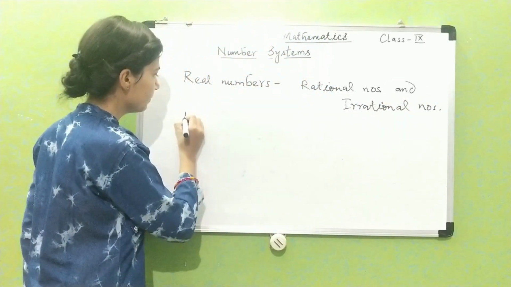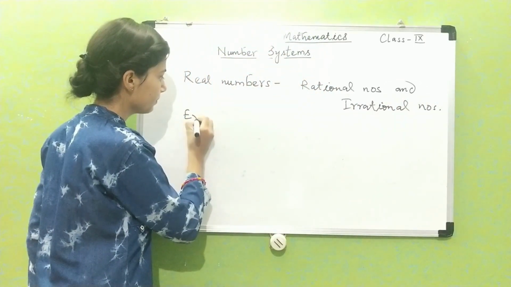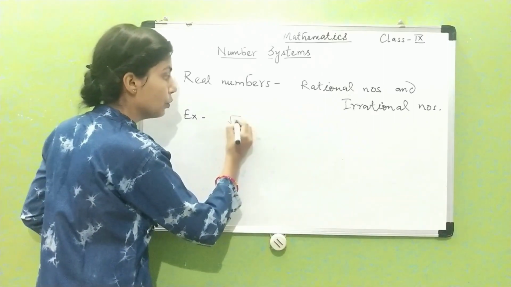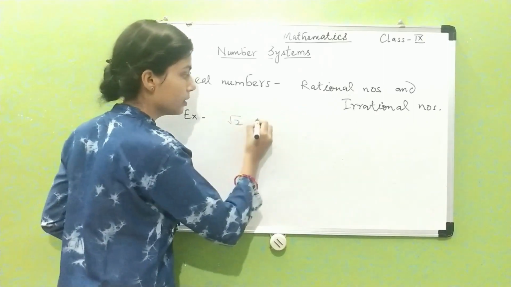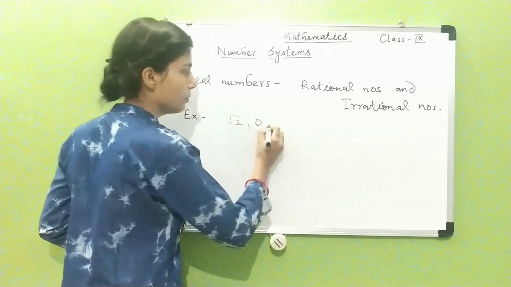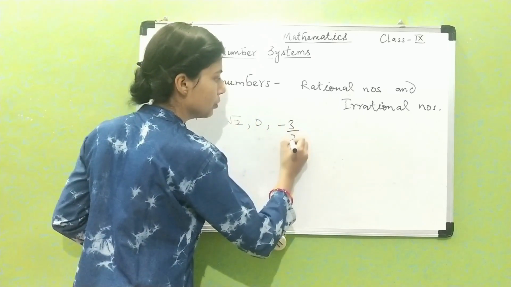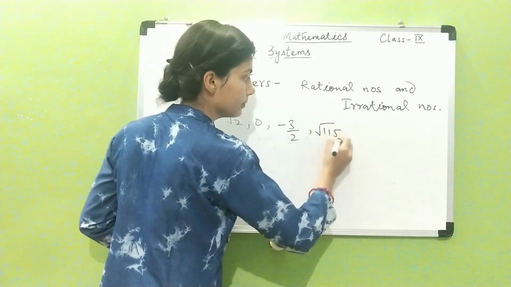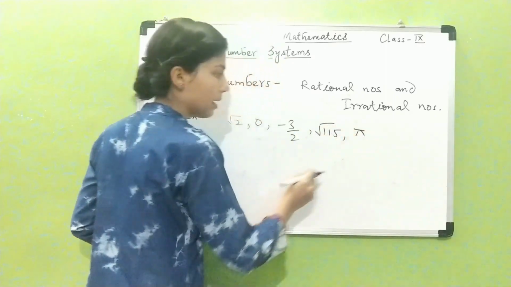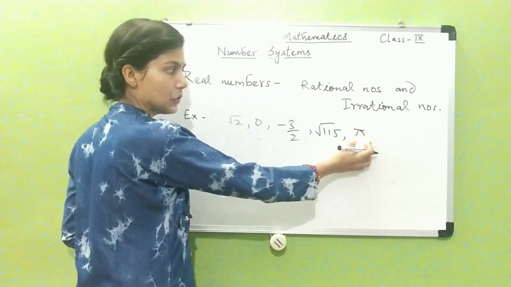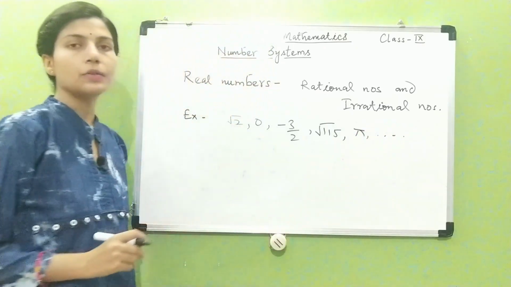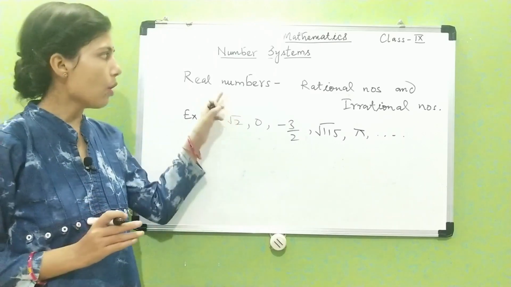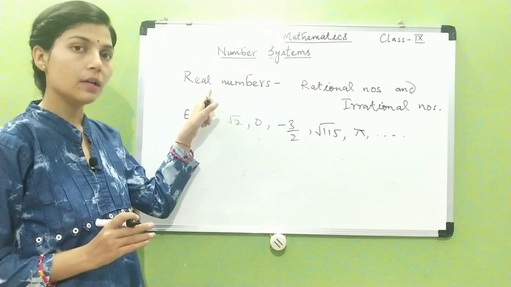For example, square root 2 is an irrational number, 0 is a rational number, minus 3 by 2 is a rational number, root 115, pi is an irrational number, etc. So the collection of rational and irrational numbers is called nothing but real numbers.